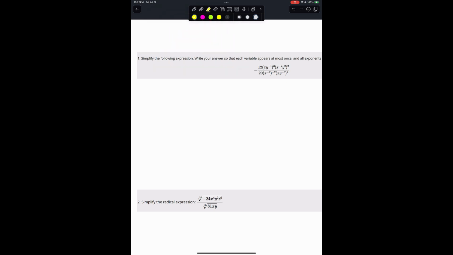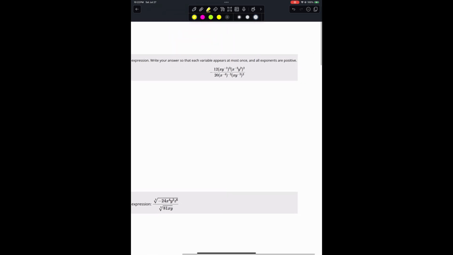It's asking us to simplify, and they give us a reminder that when you simplify, you should try to minimize the appearance of each variable. In this case, the hint is each variable should only appear at most once, and every exponent should be positive.